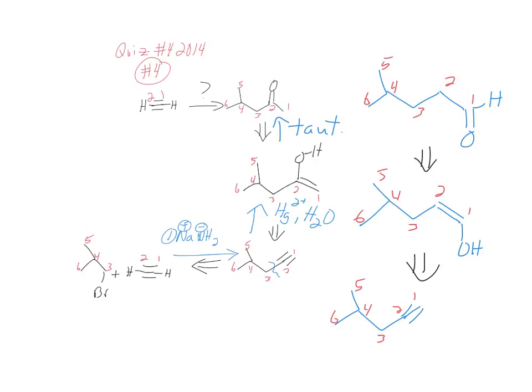So what would the reagents be? You'd use BH3 in step 1, and then OH minus in step 2. Going from the alkyne to the enol here. This is a different question.